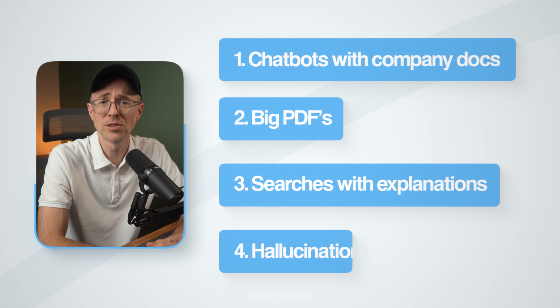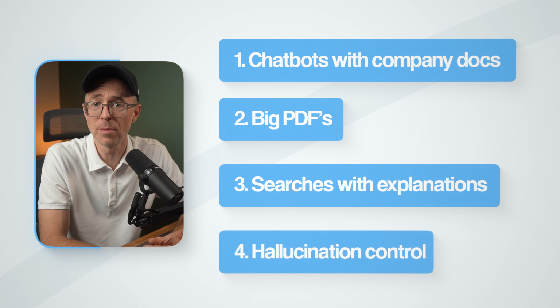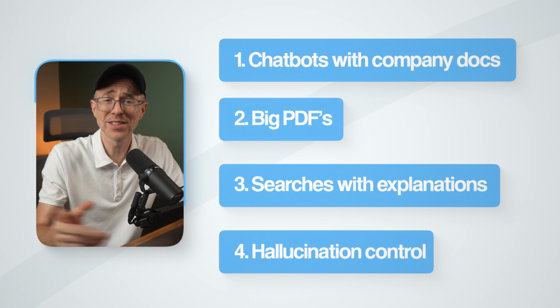And it also helps with hallucination control. So RAG cuts down on the model making things up by actually giving it real context first. So in short, RAG is the common pattern behind most AI apps that need to work with your data.